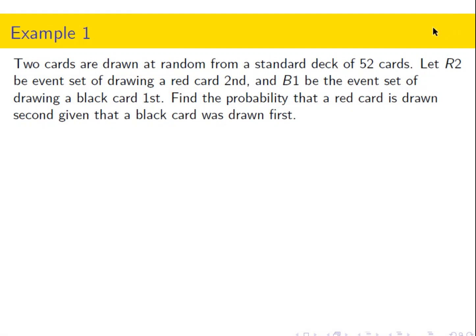Okay, so let's do an example. Suppose we have two cards drawn at random from a standard deck of cards, and we're going to let R2 be the event that we draw a red card second, and B1 be drawing a black card first. They ask us to find the probability that a red card is drawn given that the black card was already drawn.